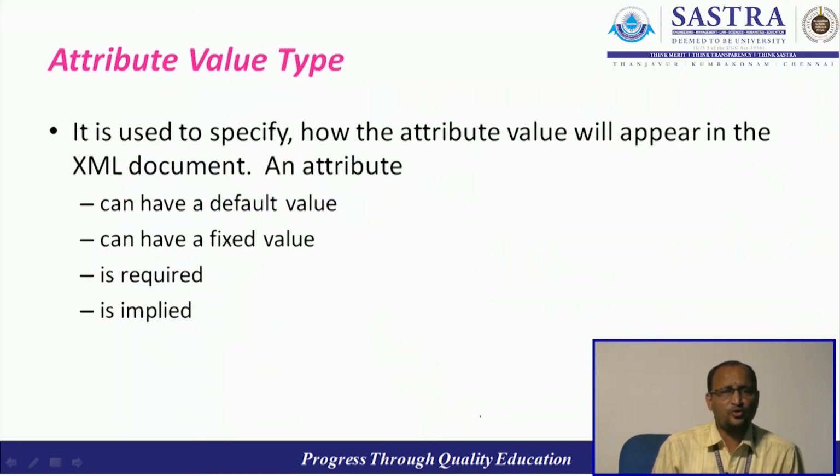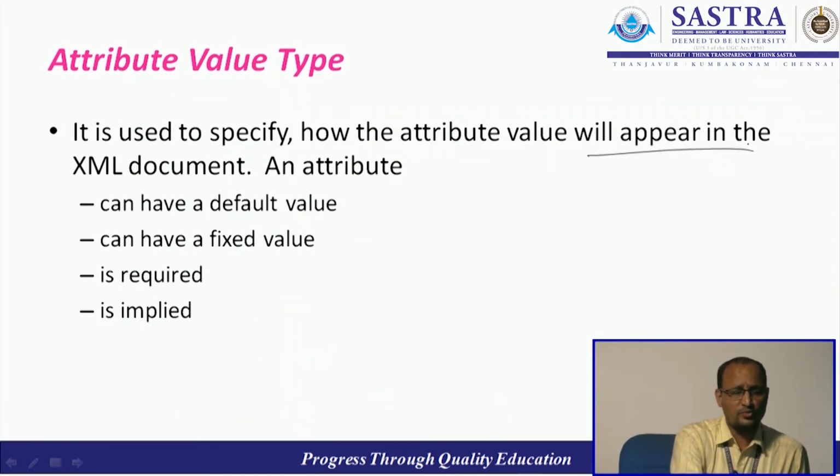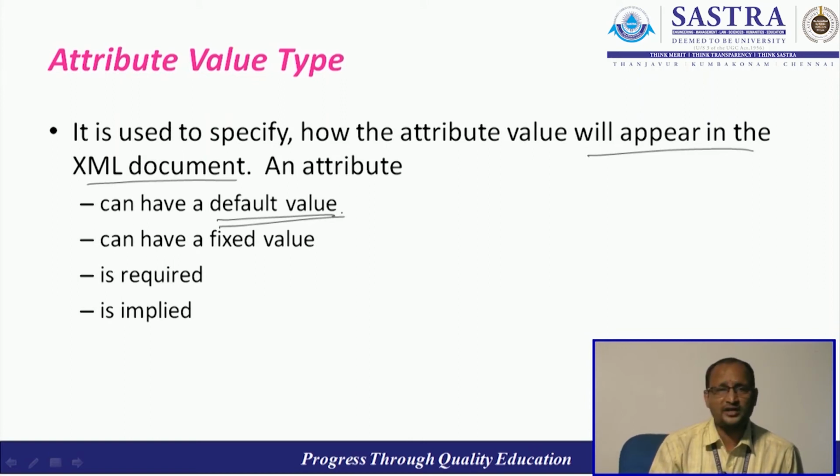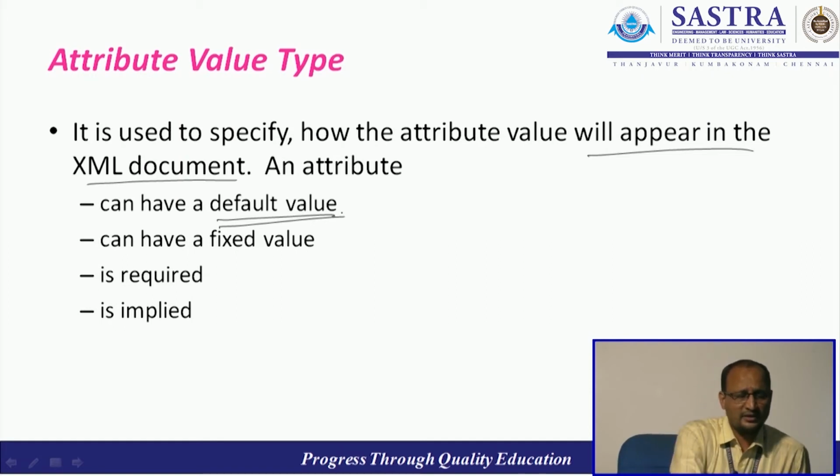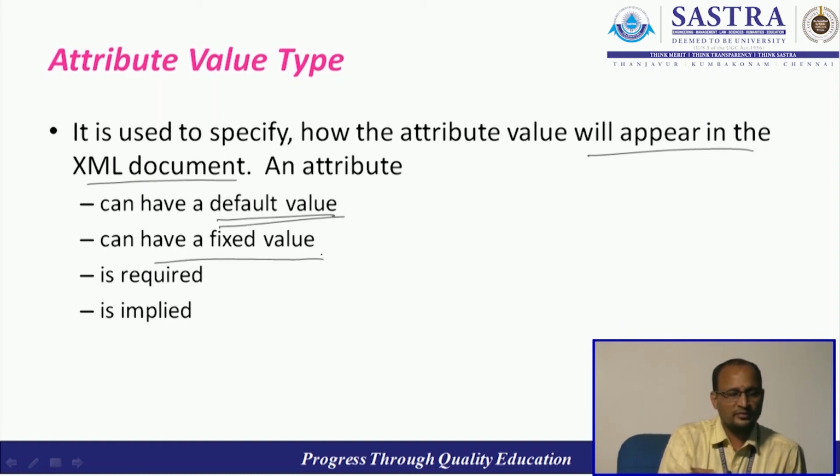Next, the attribute value type, whether the value will appear in the XML document, that we can specify. It can have a default value, which means if the user fails to enter any value for an attribute, then automatically the value will be assigned. That we have to fix. What value will be assigned automatically. And the XML attribute can have a fixed value. An attribute can have required value. We cannot skip it. We must give a value for an attribute.